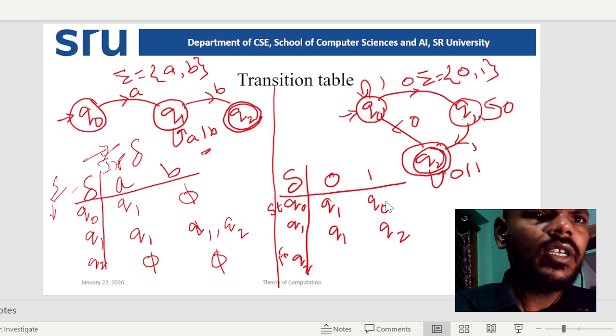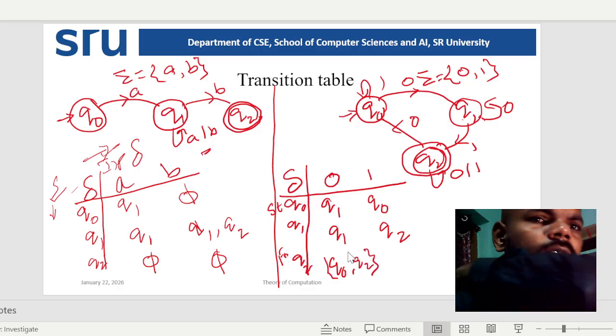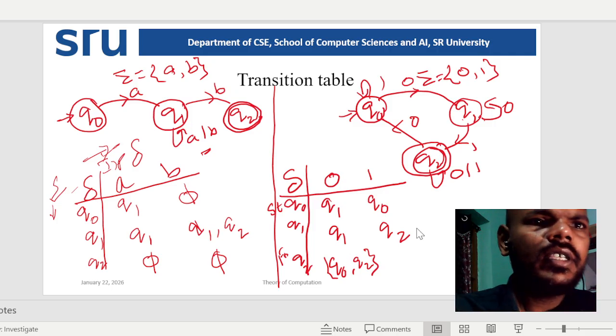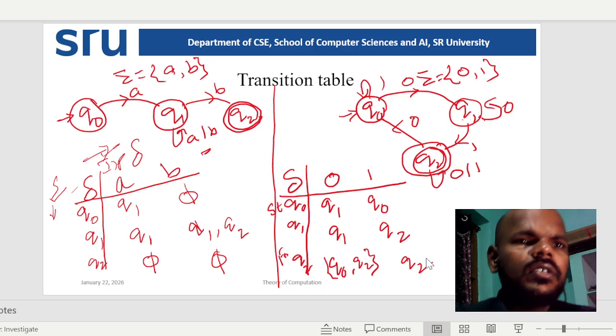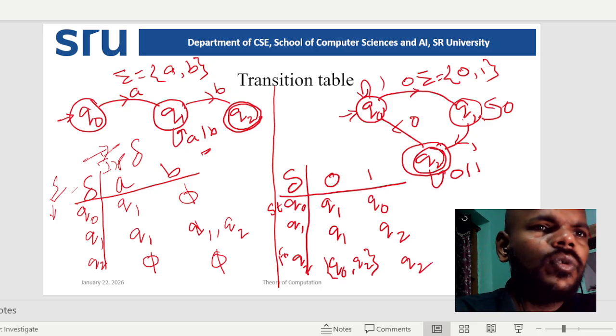Similarly Q2 state, if I am giving 0, where is it going? It is going to the Q2 state and Q0 state. You write Q0 comma Q2 in curly braces, right? Next, on Q2 state, if I am giving 1 as the input, where is it going? Q2 is the state. Now I hope you understand what the transition table is, and how to construct the transition table if a finite automata is given.